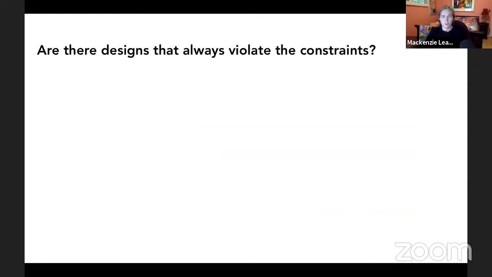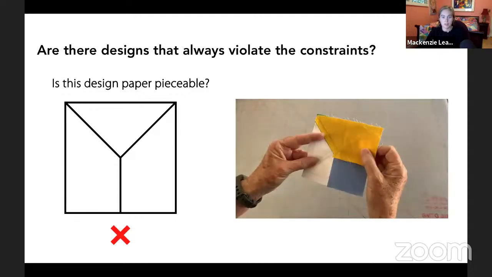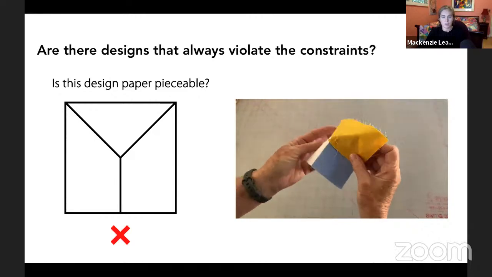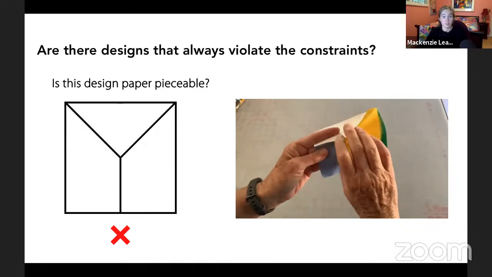So we know that there are constraints on this particular construction process, but are there designs that would always make us violate these constraints? For example, is this design paper pieceable? It turns out that this Y-junction pattern actually has no feasible sewing order. I tried one order here, but it won't work. No matter in which order I sew the seams, I will eventually have to violate the flatness and refolding constraints.